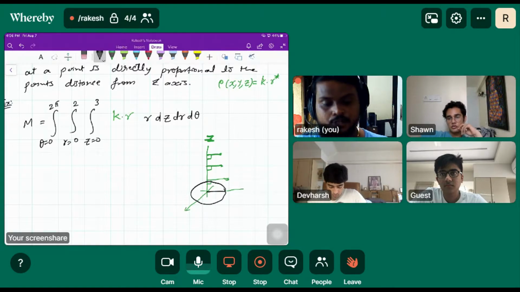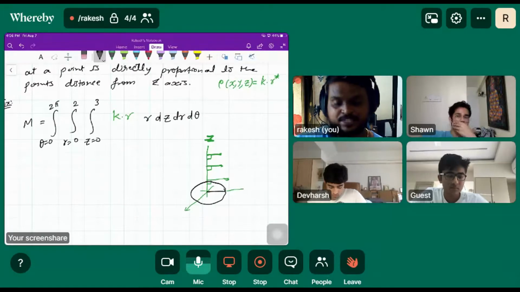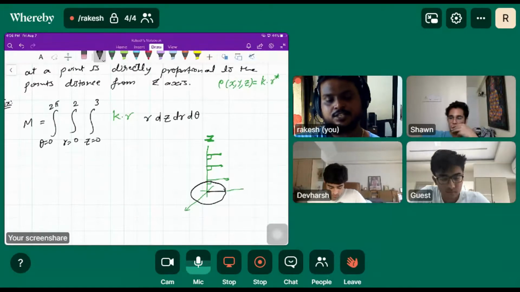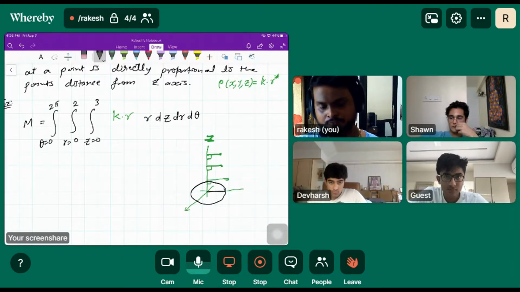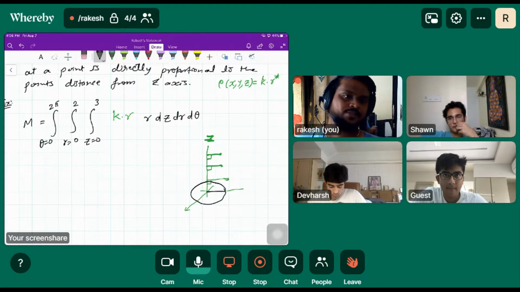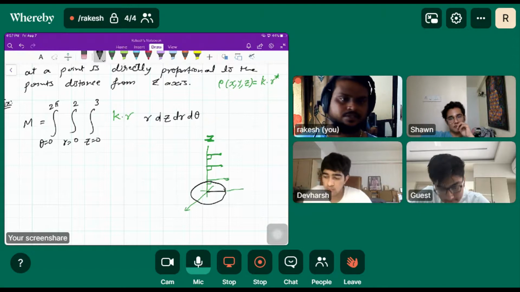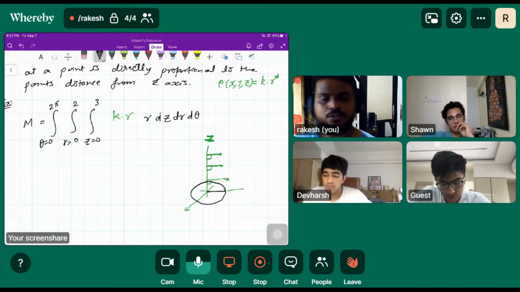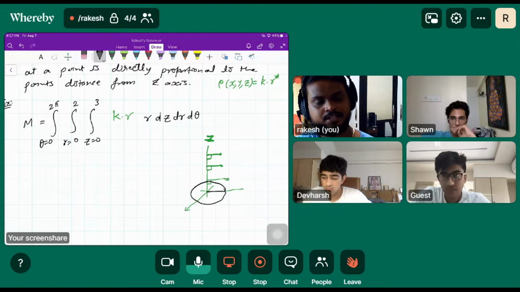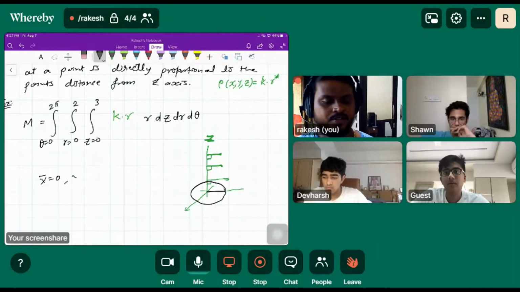The question is to find the center of mass. Where do you guess my center of mass will be? On the z-axis, yes, it will be on the z-axis only. So again, x bar and y bar have to be 0, and we simply calculate z bar.